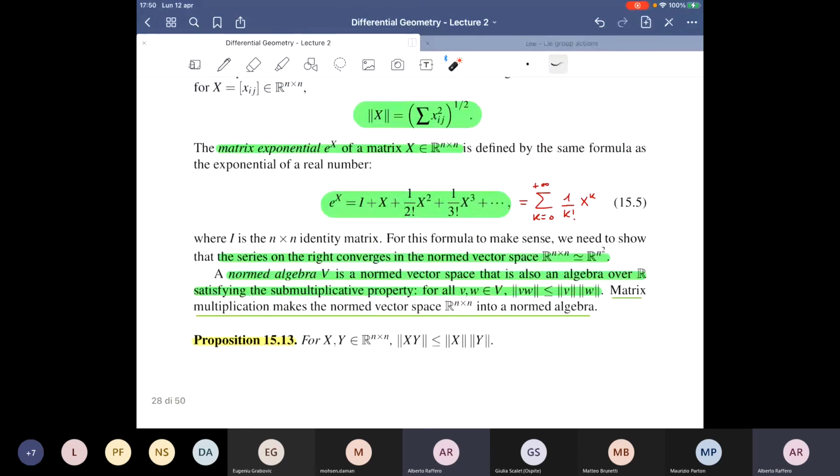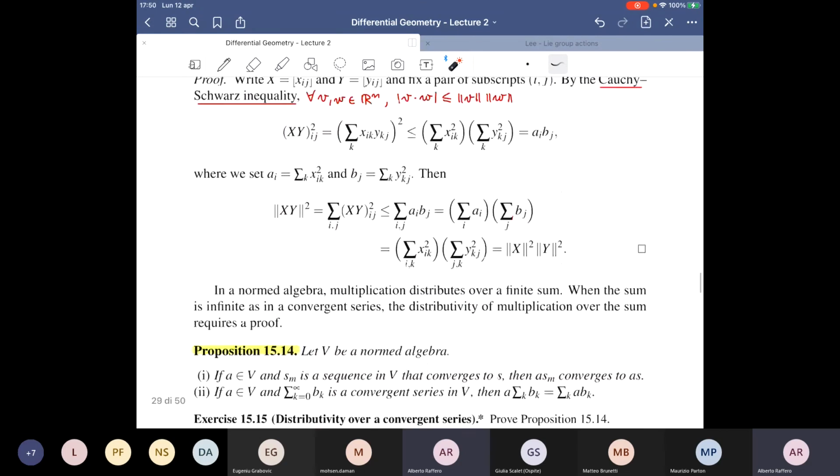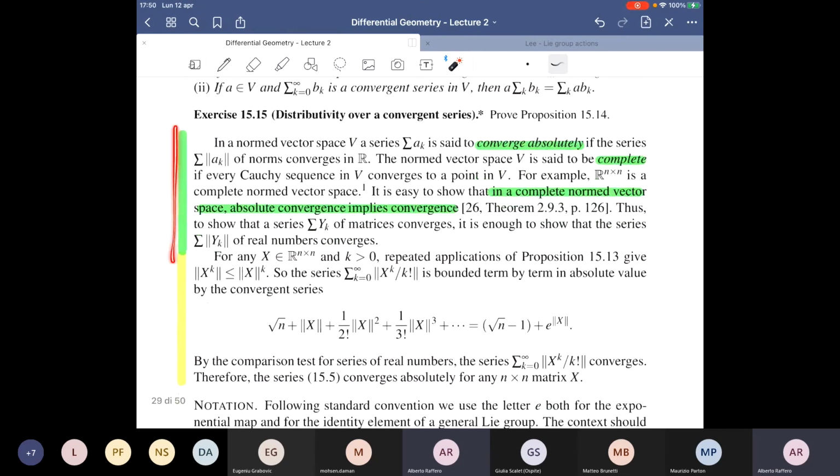So now, to conclude, let's recall our final aim is to show that the series defined in this way converges. If we can prove this, we have a well-defined matrix in this space given by the exponential of the matrix. And one can show this using these results. First of all, if you have a series in a normed vector space, then you say that it converges absolutely if the real series of the norms converges in R. So this is a convergence as a series of real elements. So this is calculus 1, if you want.